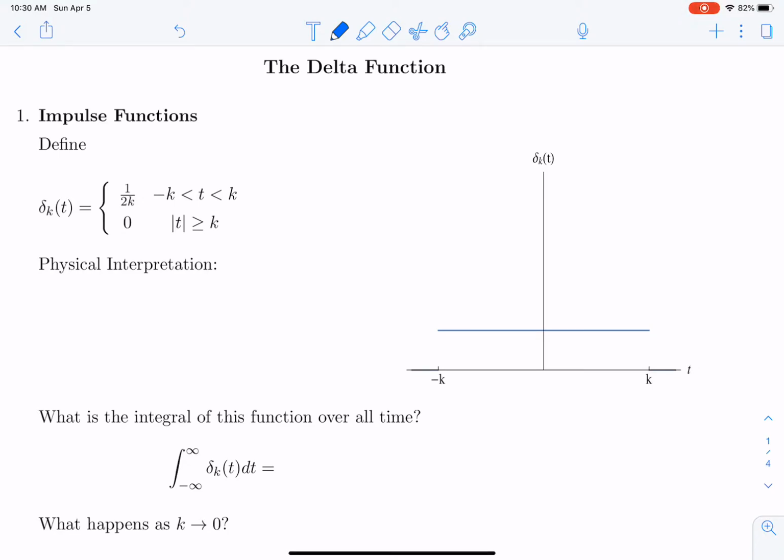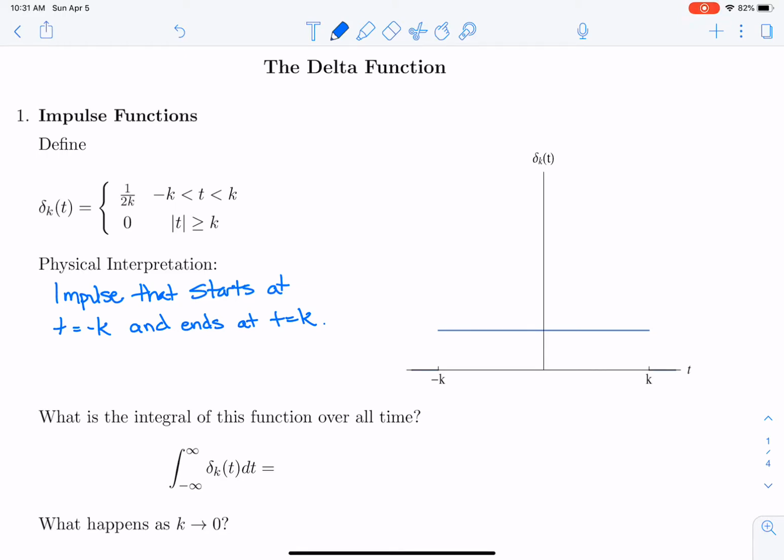How do we interpret that physically? We can think about this as being an impulse that starts at t equals minus k and ends at t equals k. So we're thinking about it as a function that represents some sort of force or some sort of impulse, and it's 0 all of a sudden until t equals minus k, and then it turns on at t equals minus k, and then it turns off again at t equals k.